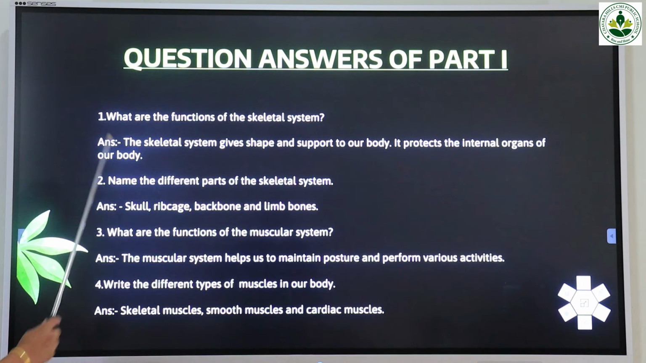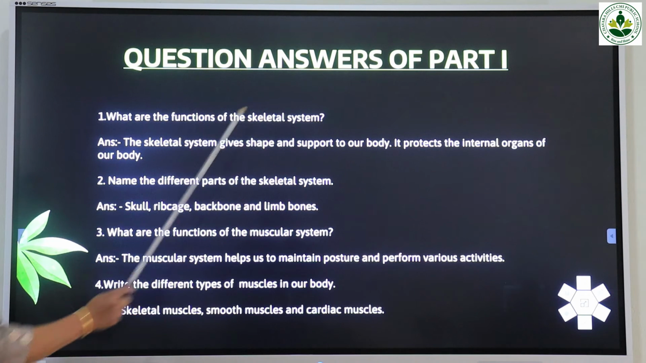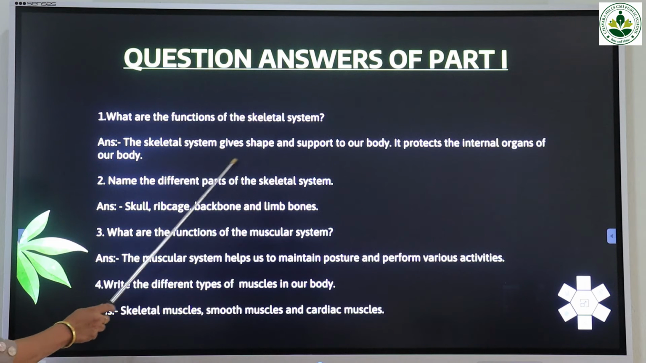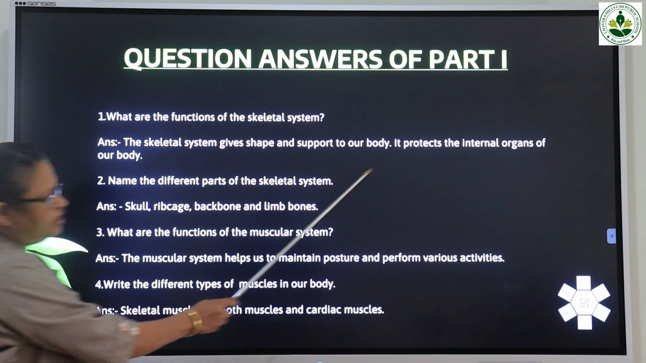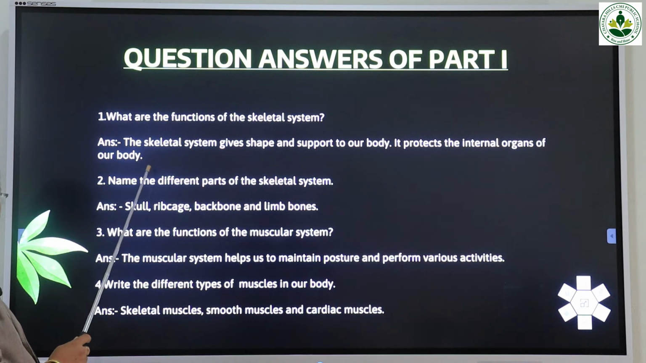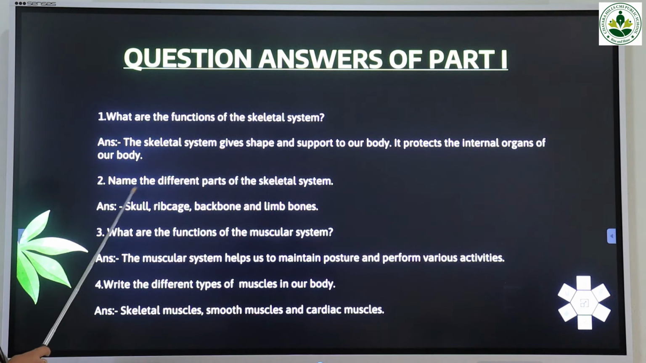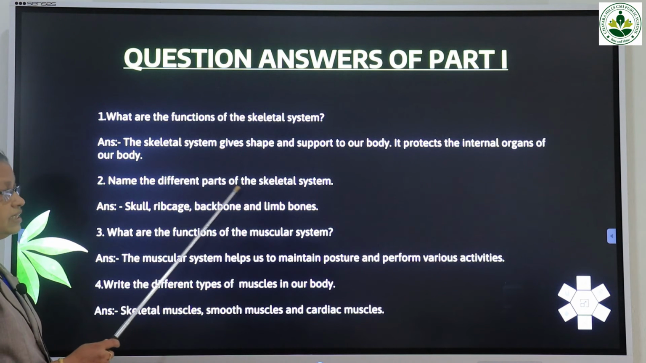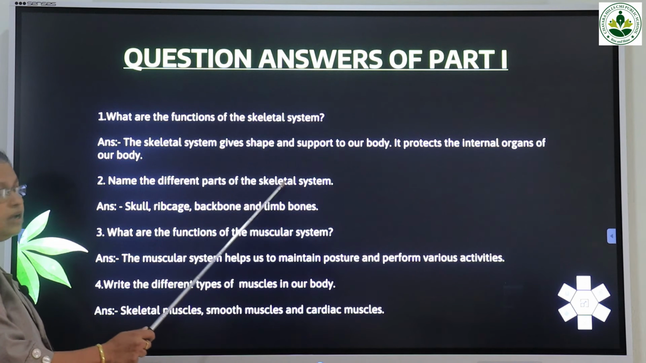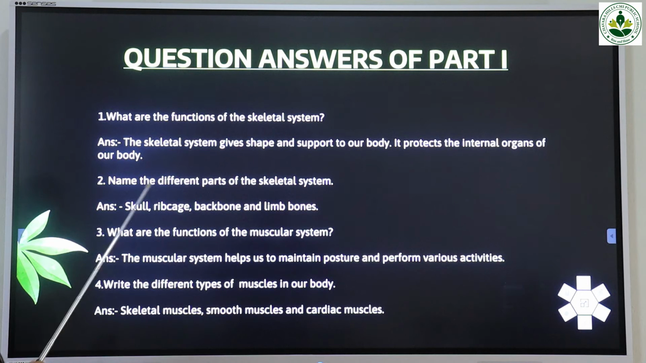What are the functions of the skeletal system? Answer: the skeletal system gives shape and support to our body. It protects the internal organs of our body. Question number 2. Name the different parts of the skeletal system. Skull, rib cage, backbone and limb bones. These are the 4 parts of the skeletal system.